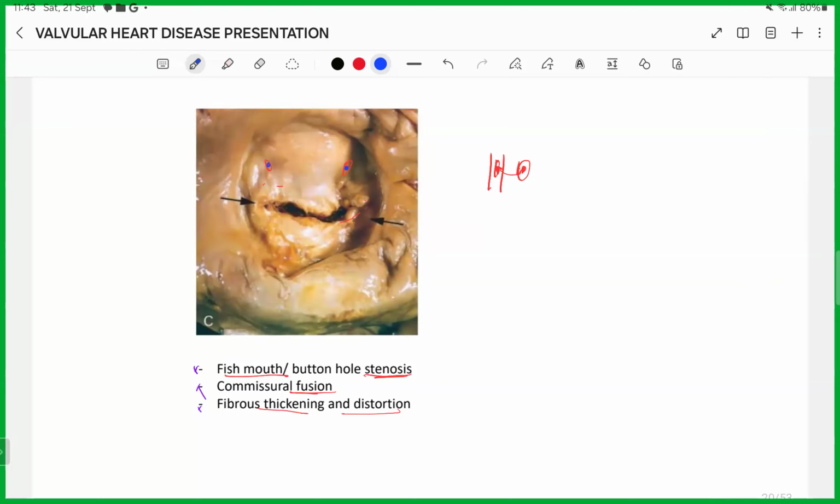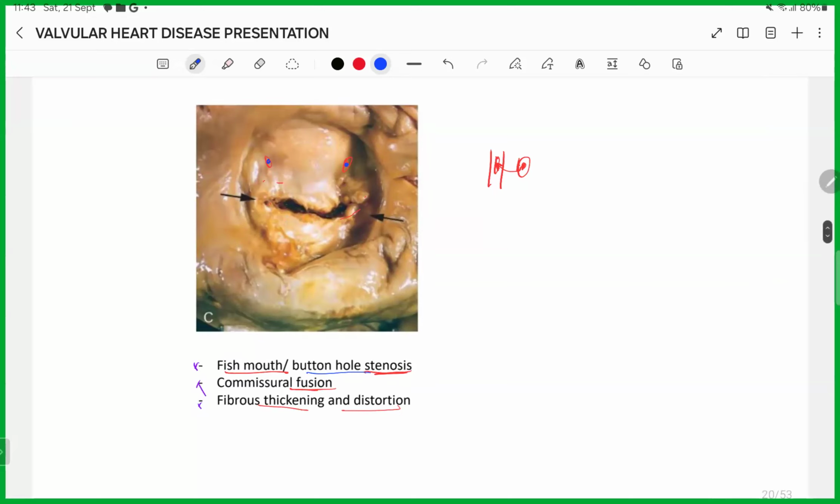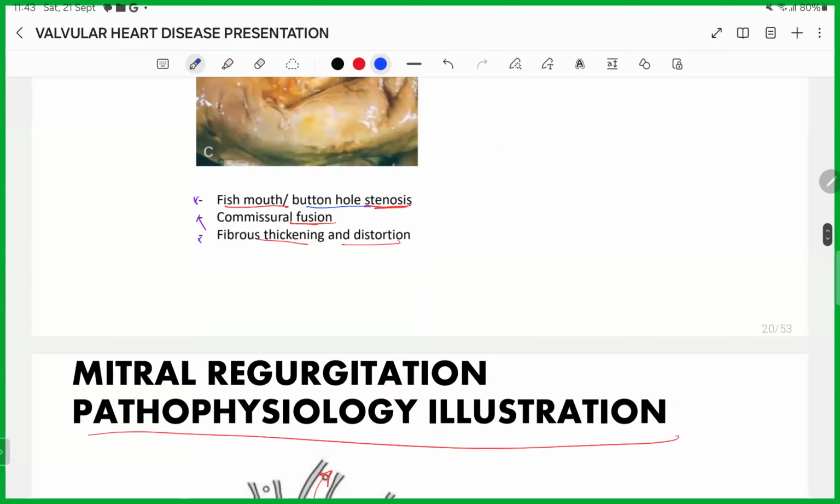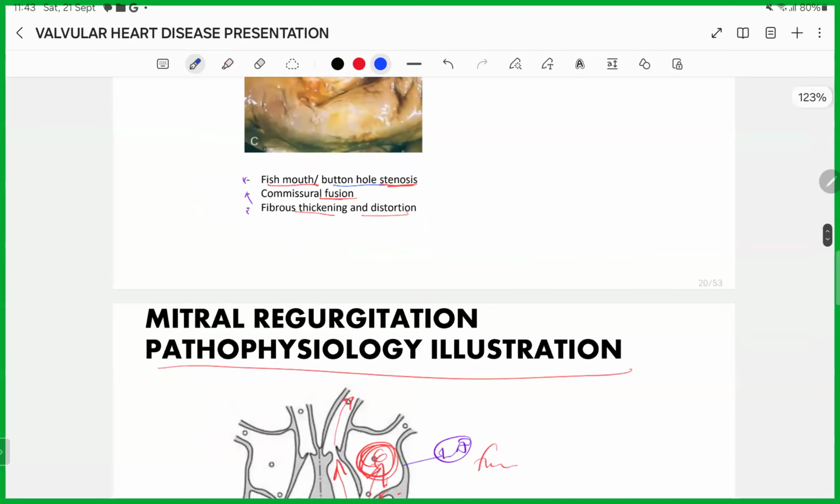So this is also known as buttonhole stenosis, because if you look at a shirt, this looks like the hole of a button, the one you usually put in as you're wearing a shirt. This stenosis kind of does. So that's why it's also known as buttonhole stenosis. And then let's look at mitral regurgitation.